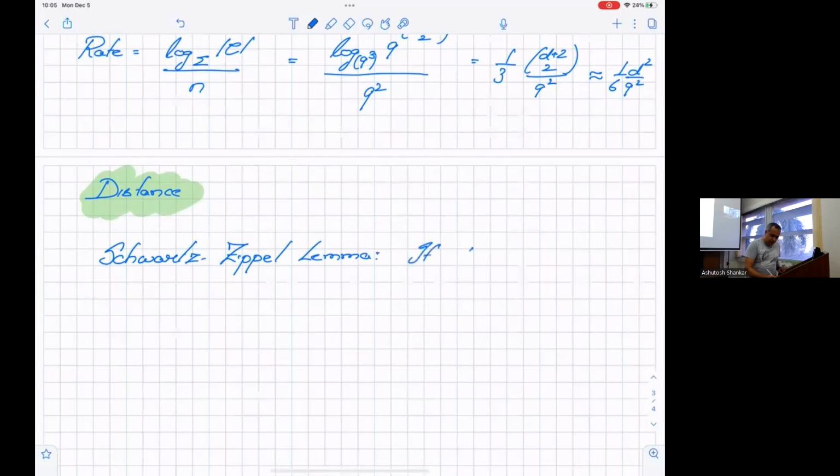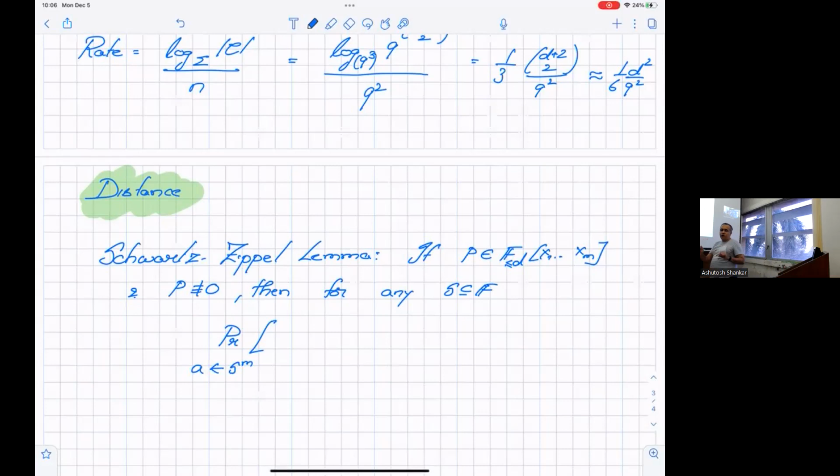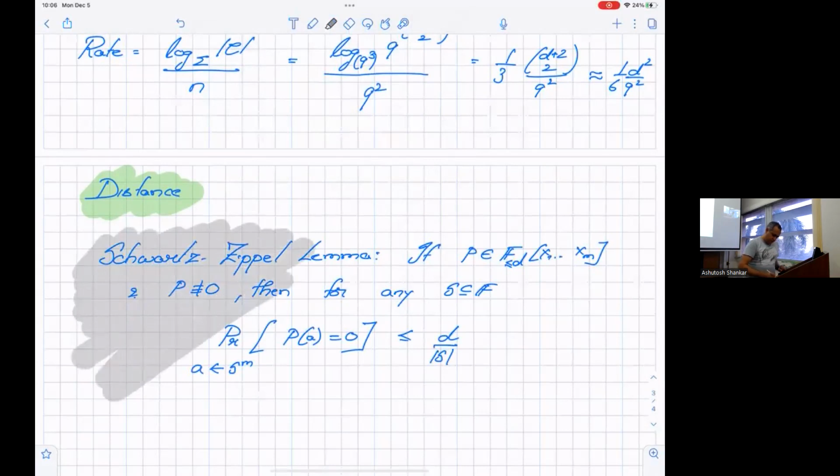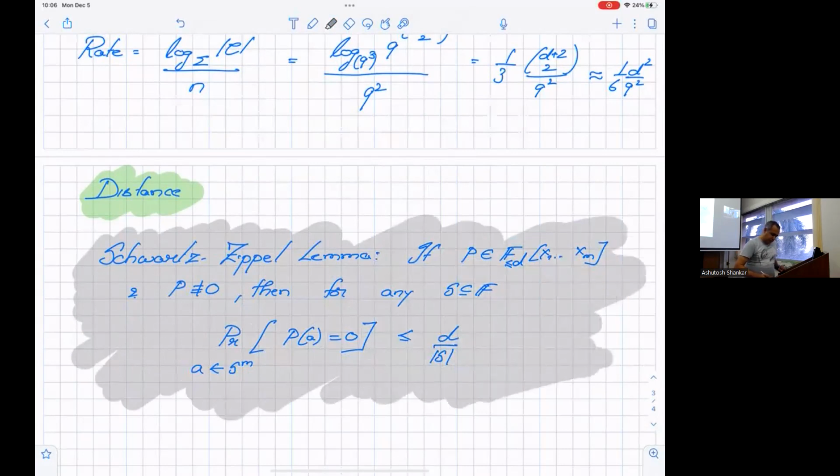The standard Schwartz-Zippel Lemma states that if P belongs to F, degree less than or equal to d, in x1 to xm, and P is not identically zero, then for any S subset of F, if you pick a random point in the product grid S^m, and ask what is the probability that P(a) is zero, this is at most d over the size of S. This is the standard Schwartz-Zippel Lemma. This is easy to prove by induction. We didn't prove this in class, but this is what gave the distance of the Reed-Muller code.